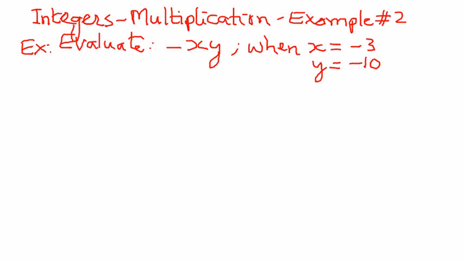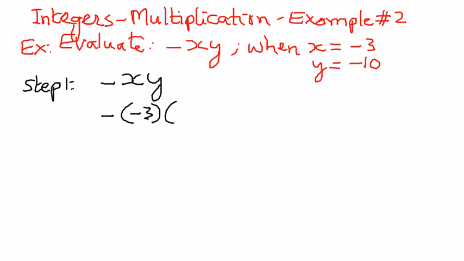So in here, step number 1, we'll write down the given expression. The given expression is negative xy, and wherever we see the values of x and y, we're going to substitute the given values. The equation came with a negative sign. The value of x we're going to substitute as negative 3, like that, and the value of y we're going to substitute as negative 10, like that.